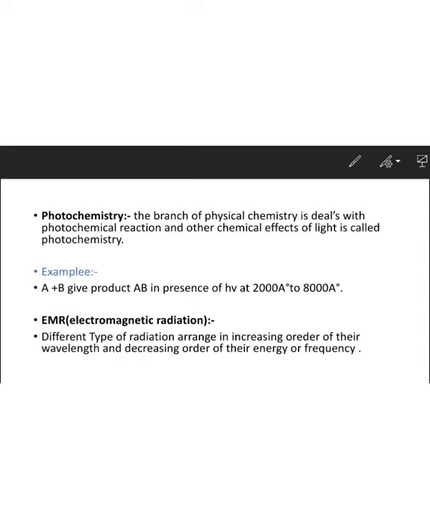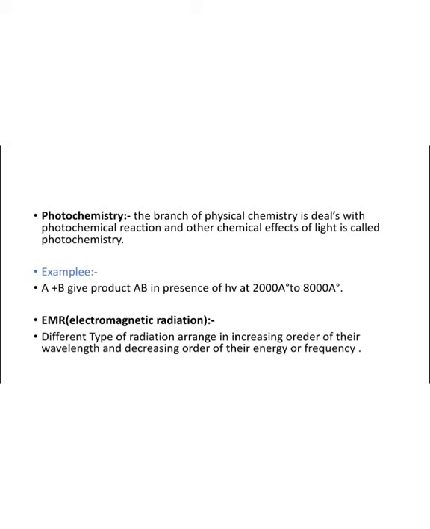What is EMR? Electromagnetic radiation. Different types of radiation are arranged in increasing order of their wavelength and decreasing order of their energy or frequency, and this forms the EMR.